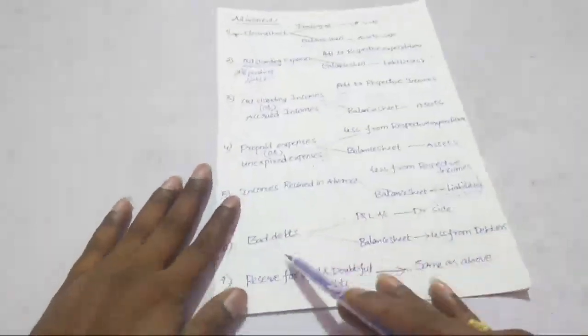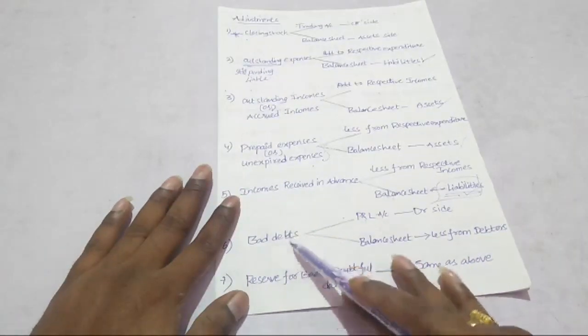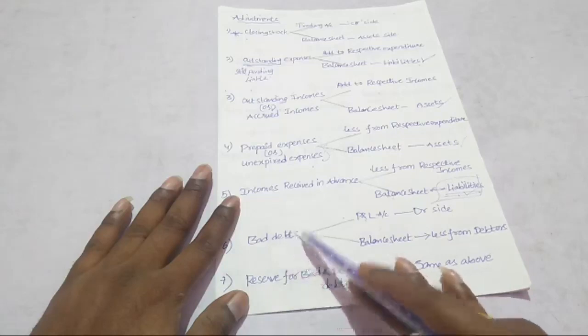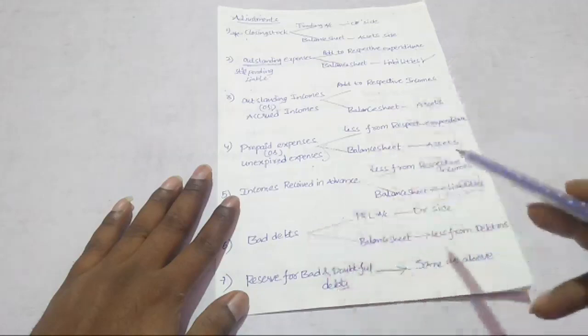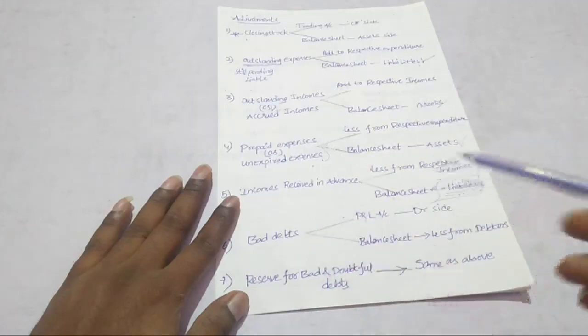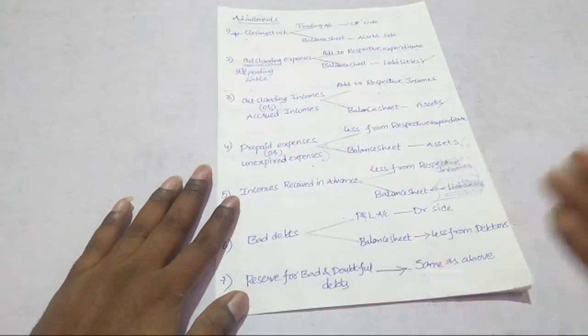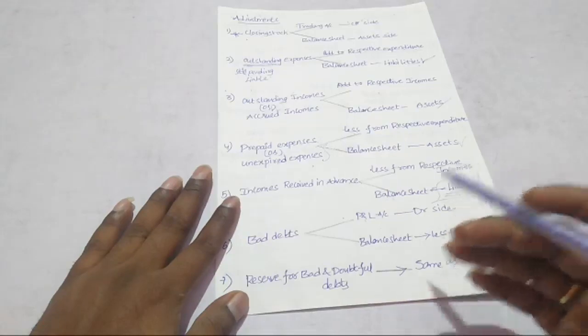Next one, bad debts. Bad debts is a loss. Why do we get bad debts? Simple. As you all know, debtors are nothing but the customers from whom we need to receive amounts. The customers from whom we need to receive amounts are called debtors.